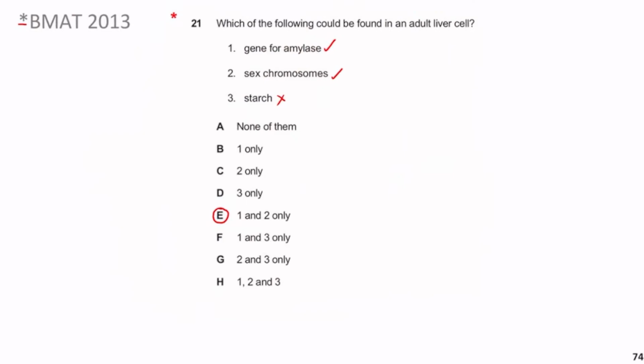So previously, we were looking at this question 21 in BMAT 2013. Hopefully, it didn't cause too many difficulties. I think the main thing that might have tripped up a few students is statement 1, the gene for amylase. Remember, all cells have the same gene, just that in some cells the gene is expressed and in other cells it is not expressed. By expressed, I basically mean that you actually use the gene to make protein and therefore use the protein for some function.